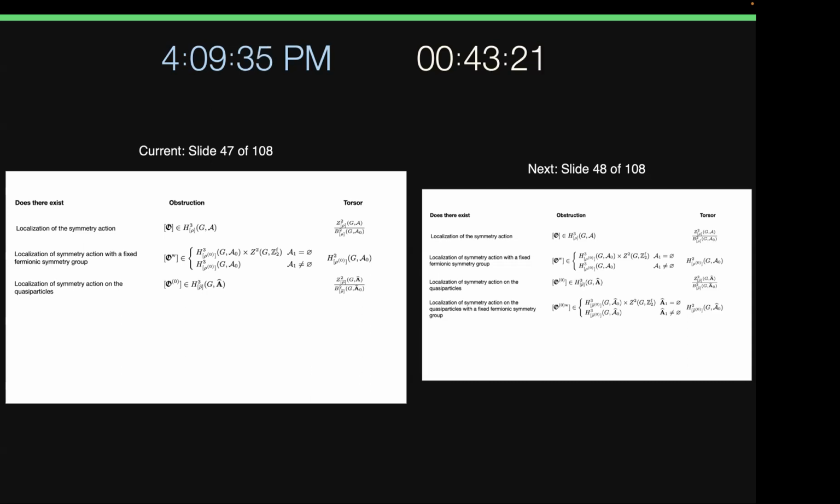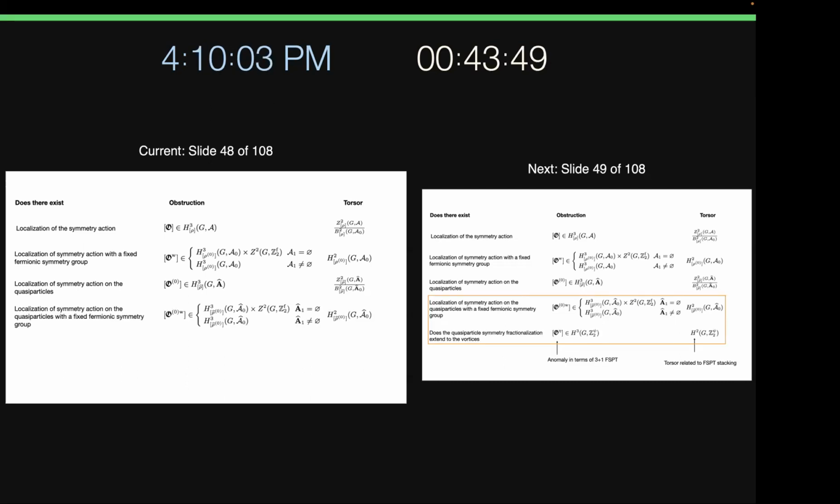All right. The next question you can ask is similar, just replacing the fermionic MTC with the super MTC. So you can ask, does there exist a localization of the symmetry action on the super MTC? And that obstruction lives in H3 of G A hat, where A hat is the set of abelian topological charges modulo the fermion. All right, let me skip that one. This is just the same as the previous one, except with respect to a fixed GF.